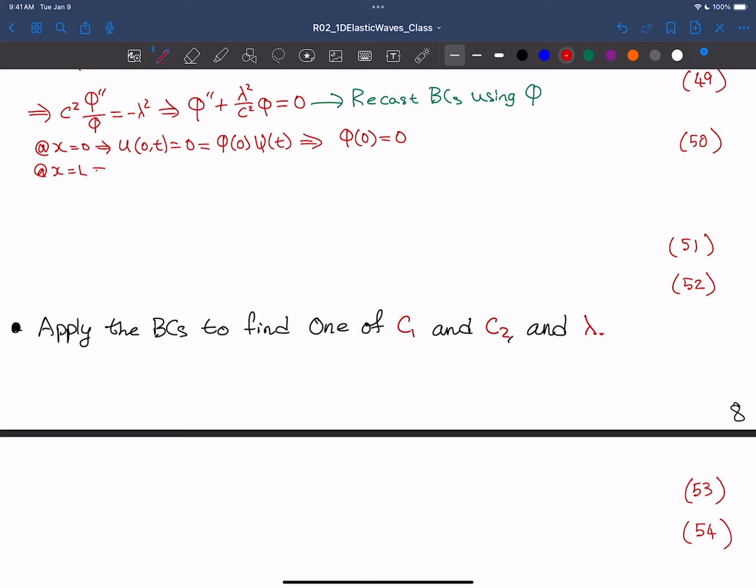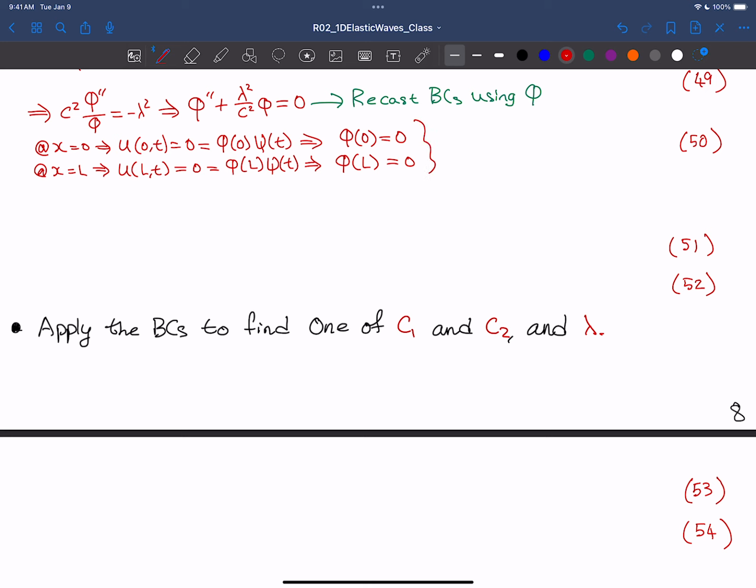Similarly, at x equals L, we have u of L comma t is equal to 0, is equal to phi of L times psi of t. Since psi of t can't be 0 for all time, we get that phi of L must be equal to 0.